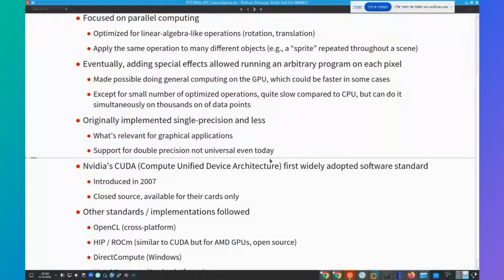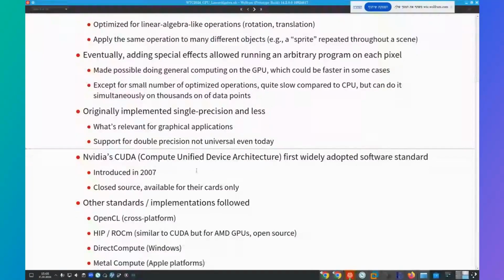In 2007, NVIDIA introduced CUDA, which is a software standard for doing general computation on the GPU. And then other standards followed, like OpenCL, HIP or ROCm for AMD GPUs, Direct Compute on Windows, Metal Compute for Apple platforms.